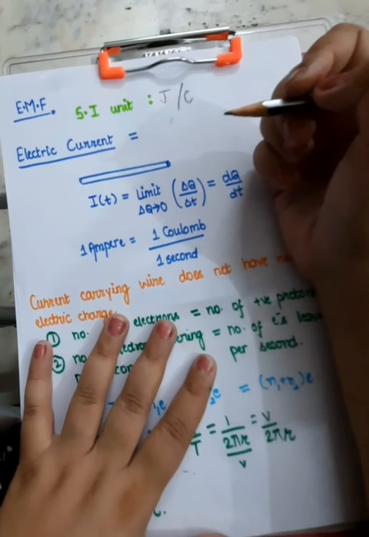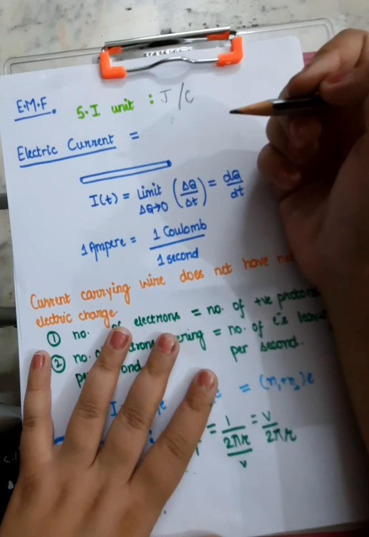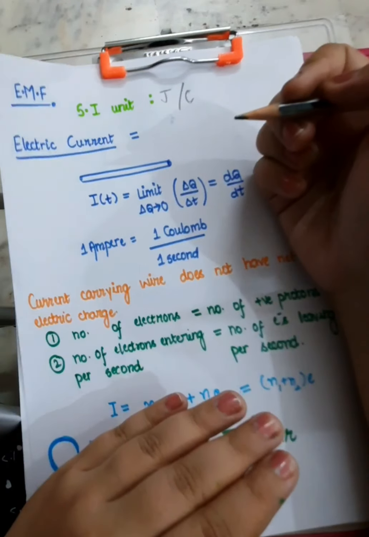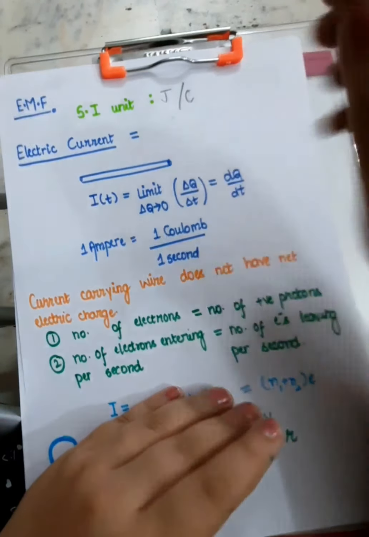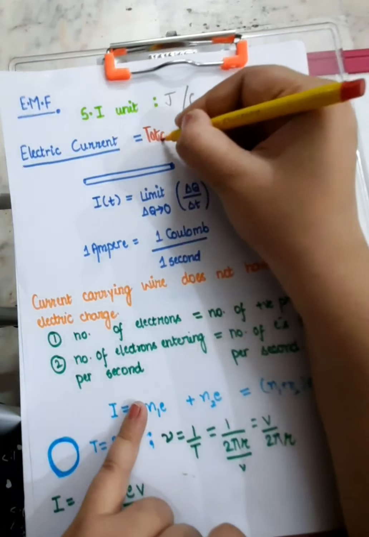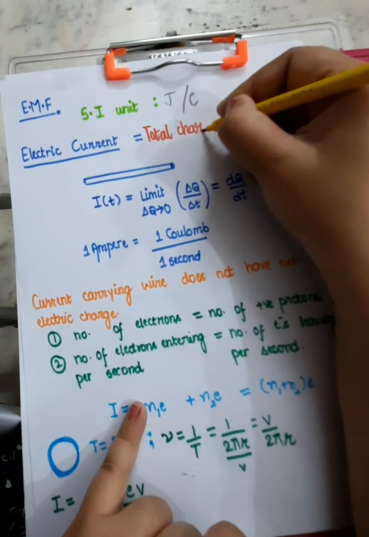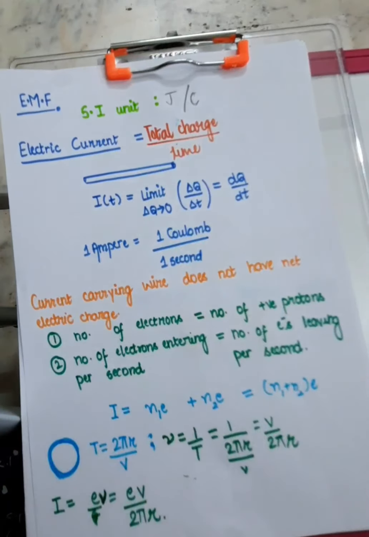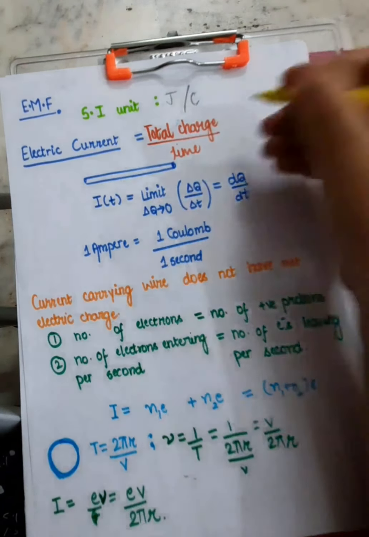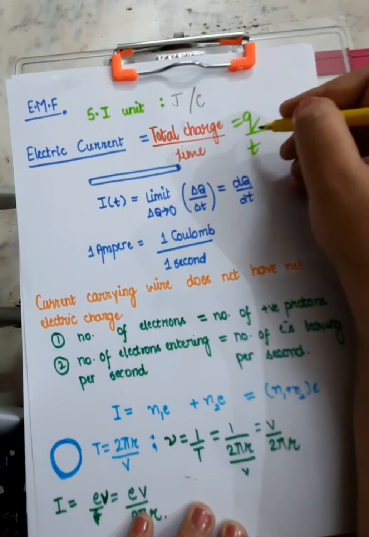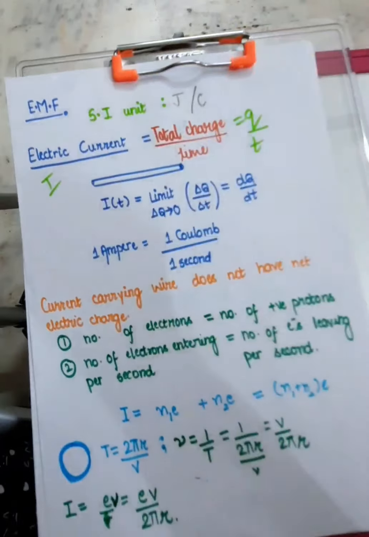Next is, what is electric current? Now electric current means the total charge flowing per unit time. I repeat, electric current means total charge per unit time. Okay, now charge is represented by Q, time is represented by T, so electric current goes as Q by T, and electric current is represented by I.